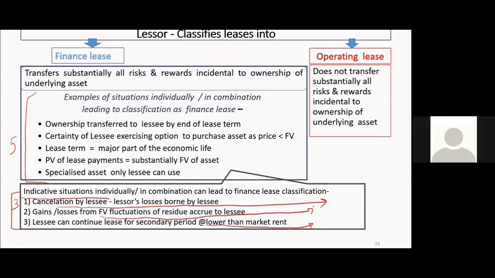Sir, for indicative situation, points 1 and 2, can you give an example?